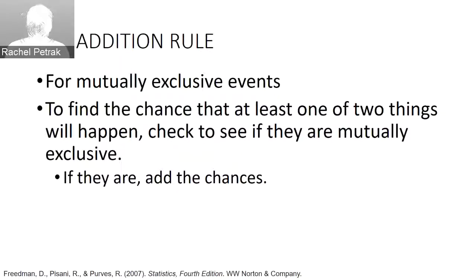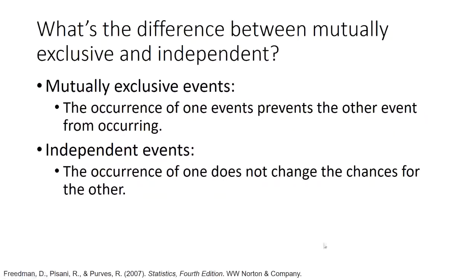Well, this is helpful because we can generally identify mutually exclusive events, and when you can identify them, you should add the chances, and that's going to be the best estimate of your probability. If you add chances for events that aren't mutually exclusive, then your probabilities will get way too large and it won't make sense. So now, what is the difference between mutually exclusive and independent? When events are mutually exclusive, the occurrence of one prevents the other event from occurring. It can't happen together. A baby can't be born a boy and a girl. They're mutually exclusive.